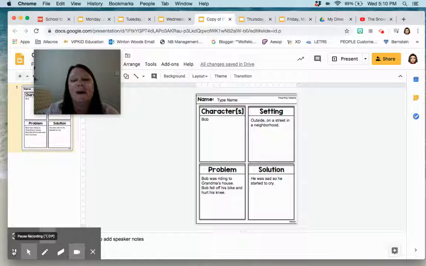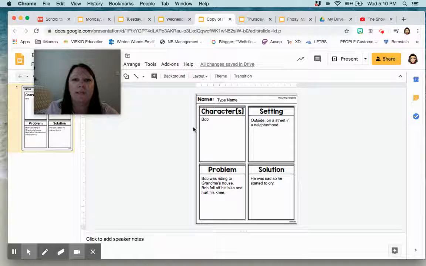Remember yesterday we talked about how I was going to write about an injury, a bike injury. My character's name is Bob, which you can see here in my pre-writing template. The setting of my story is outside on a street in a neighborhood. And then the problem and the solution is the part that I decided to switch. I decided after my lesson yesterday, when I was writing, that I wanted to switch it, which is okay. So my problem is that Bob is riding to his grandma's house, and Bob fell off his bike and hurt his knee. That's a problem. He fell off the bike and hurt his knee. And the solution was that he was sad and he started to cry.